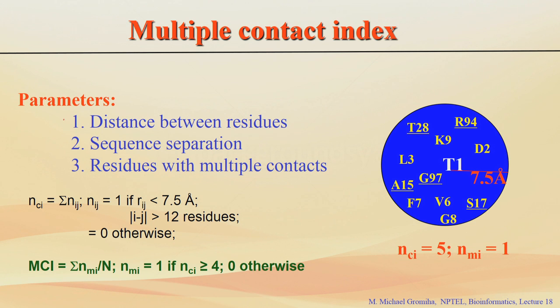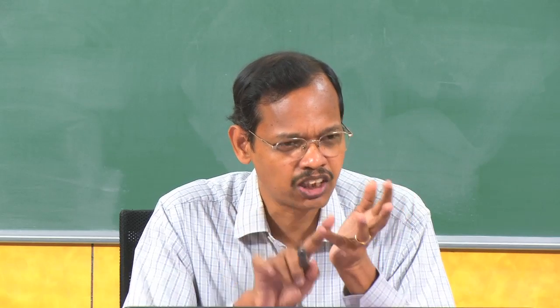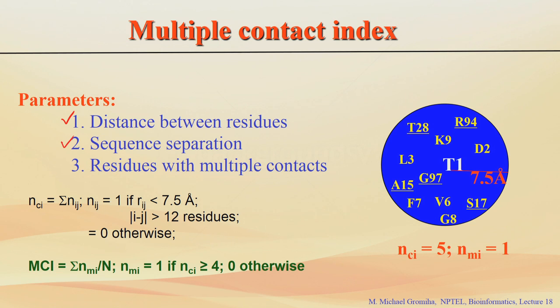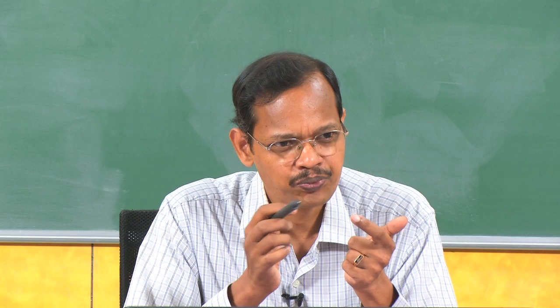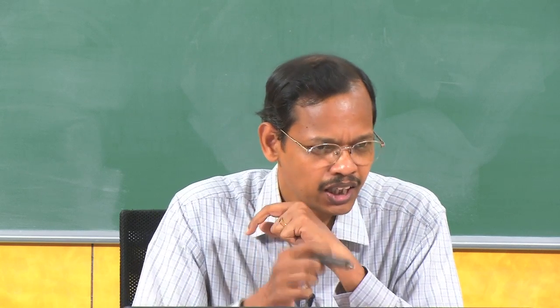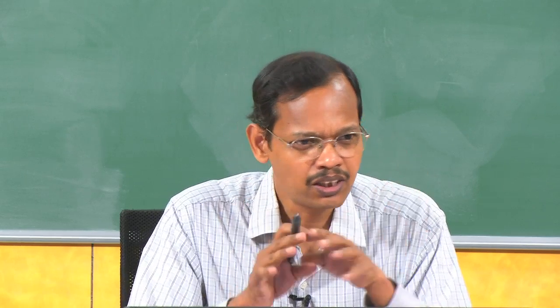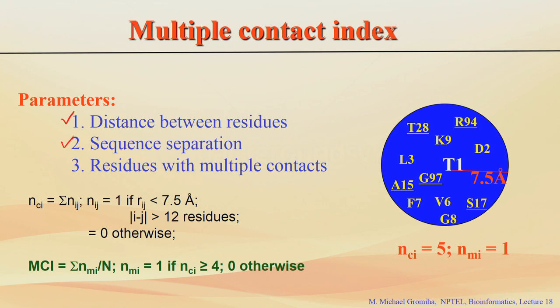Here we have 3 different parameters. First one is the distance between residues, right, this is used for all the parameters like contact order or long range order or the multiple contact index, and sequence separation. In contact order they utilize the sequence information in terms of delta Sij. In the case of long range order they utilize the sequence separation, with the condition to consider only if the 2 residues are separated by 12 residues. In addition to that, in multiple contact index they consider how many residues have multiple contacts.